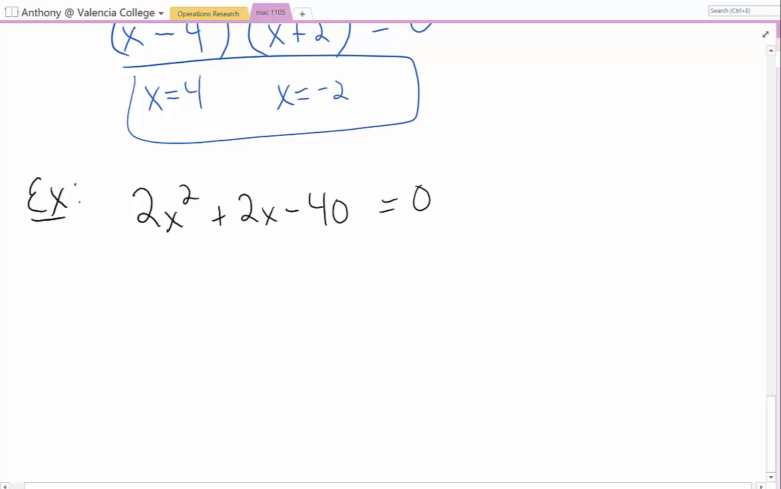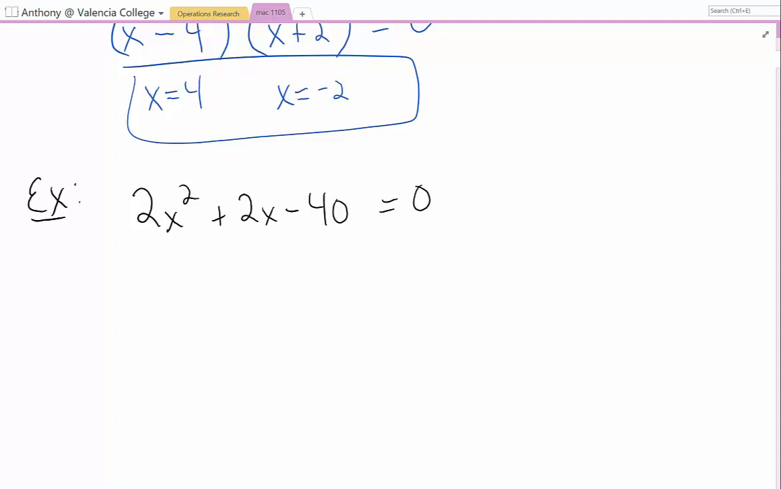Okay? So I want to be extra clear. The very first thing you do is you get it in standard form. We're in standard form. The first thing you always look for is a greatest common factor. I haven't said it in the last few problems, but look for a greatest common factor. Is there something in common between a 2x squared, a 2x, and a negative 40? Yeah. We have a 2 we can factor out.